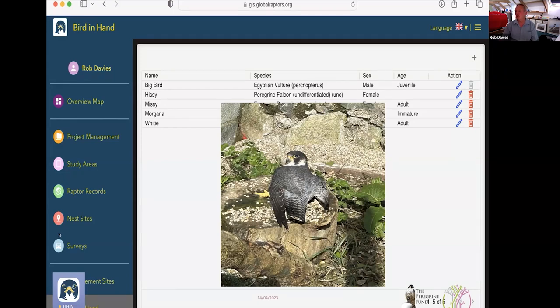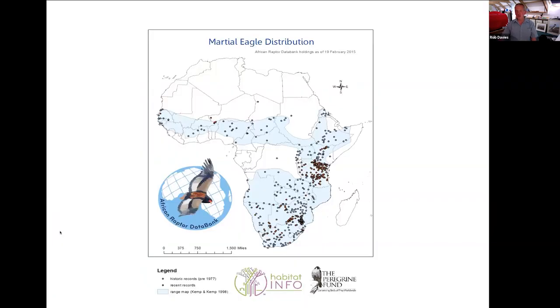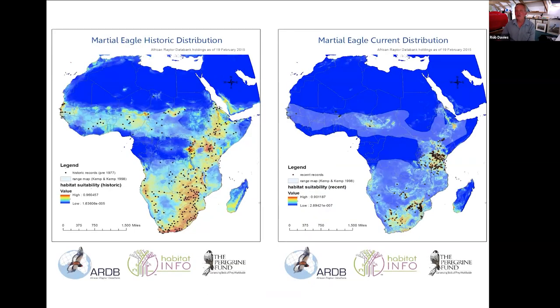It's a communal database of knowledge on birds of prey across the world. So I hope it interests you. It's a free app and it's quite easy to use. But at the end of the day, we're modeling the species. We want to get at their conservation status.